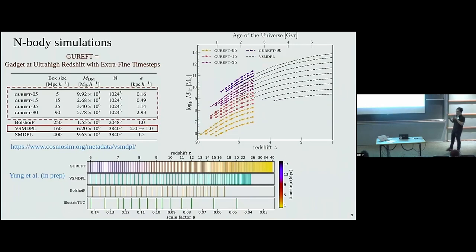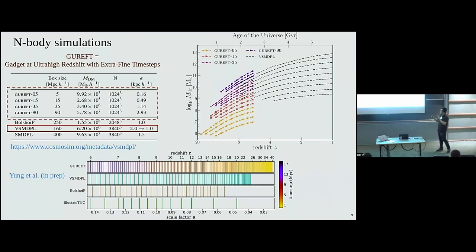First, I want to talk about the N-body simulations that we use. So we use two big simulations. One is the Very Small MultiDark Planck, and the other is the GRAPH simulation. GRAPH stands for GADGET at ultra high redshift with extra fine time step, which is run by Nguyen at NASA Goddard. And the paper is still in prep, and it should come out in a few months.